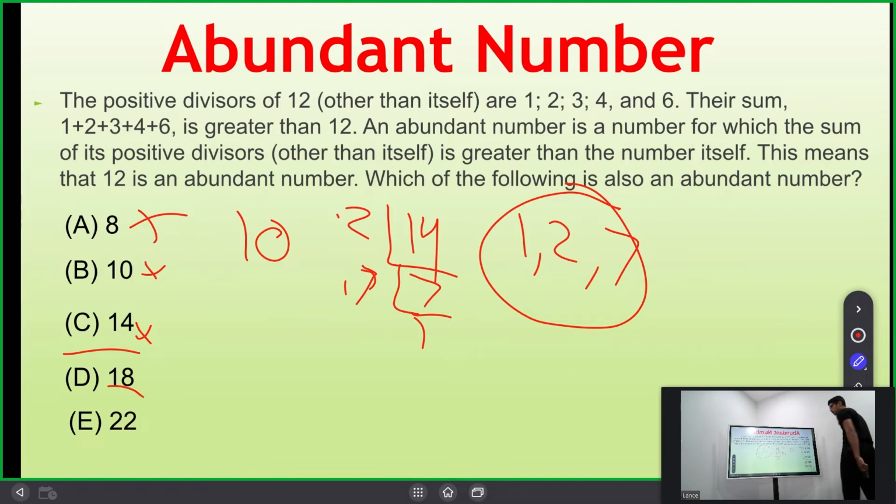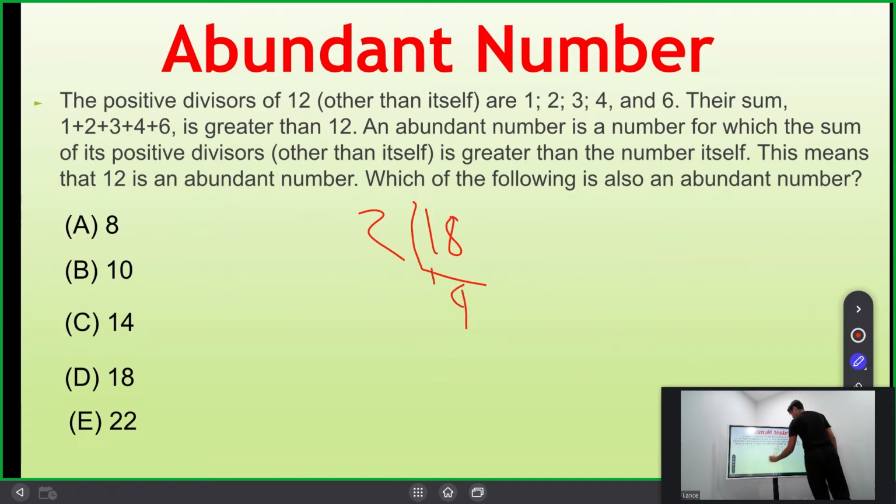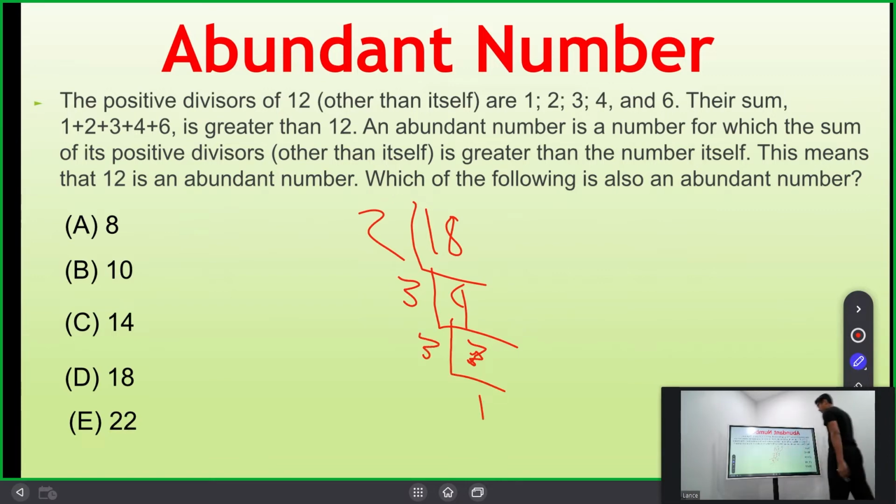So let's try out 18 now. For 18, we're going to start off the same. 2, 18 divided by 2, we get 9. From 9, we've got to do it again. So we can't do 2, but we can do 3 because 9 divided by 3 works. If we do 3, then we're left with 3 again. And if we do it one more time, we can also do 3 again, which leaves us with 1. So right now, we have the factors 1, 2, and 3 for 18.